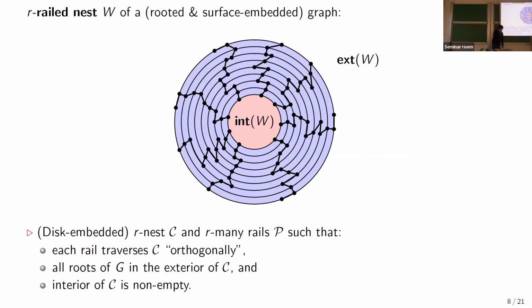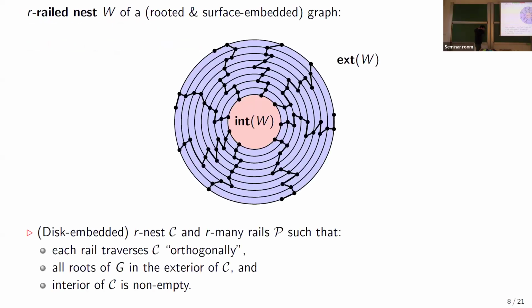Let me give you this definition of what I mean by railed nest. In fact, I will speak about rooted graphs. I give you the graph, it has also some roots, and I will focus on surface embedded graphs. I already assume that you give me the graph with some embedding on some surface. And a railed nest is a nest together with some rails that traverse these cycles in a monotone way. You're not allowed to wiggle back and forth. All the roots should be outside, in the exterior, and the interior should be non-rooted.